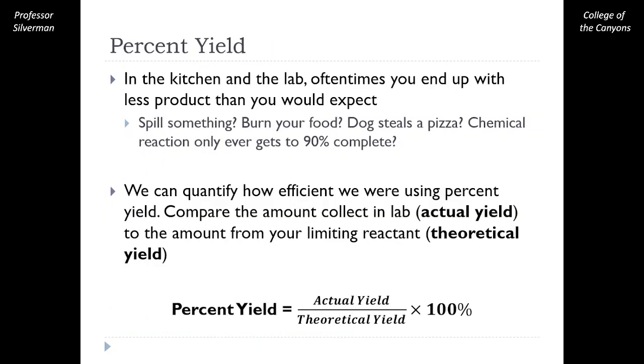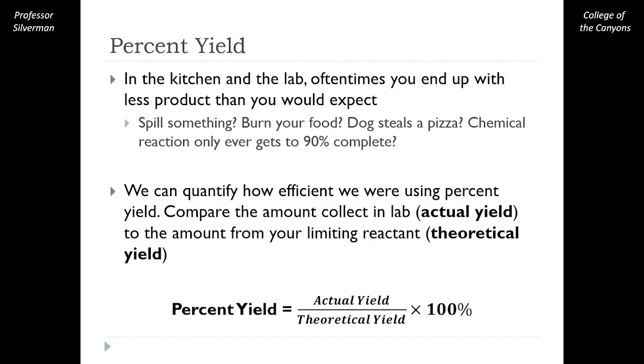Now that we can calculate our theoretical yield, we can start to consider our actual yield and our percent yield. In the kitchen, we're not always going to end up with the maximum amount of things that we could make. Same in the lab. Sometimes we spill something. Sometimes one of our pizzas gets burnt. Maybe your dog jumps up and steals a slice of pizza, right? We're not always going to be able to produce exactly as much as we expect.